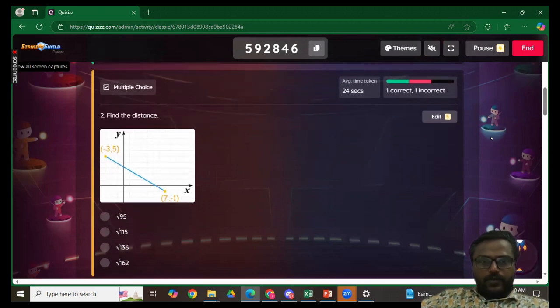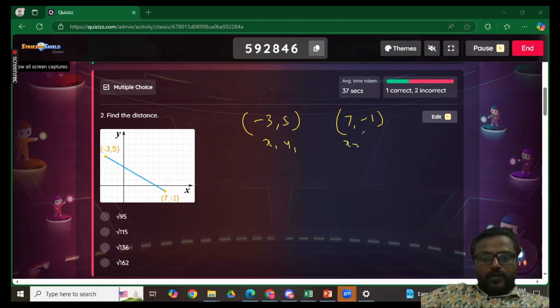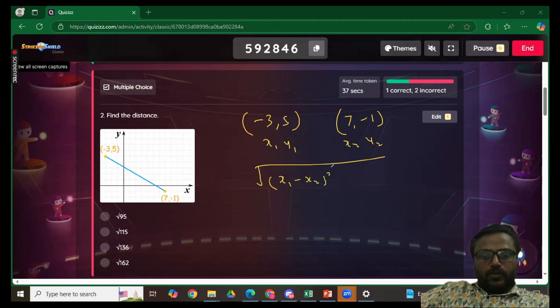I will solve this question. So the points here are nothing but -3, 5 and 7, -1. So I will just name them as x1, y1, x2, y2. According to the formula, what do we have? x1 minus x2 whole square plus y1 minus y2 whole square. So what is x1? -3 minus what is x2? 7 whole square plus what is y1? It's 5 minus -1 whole square under root.